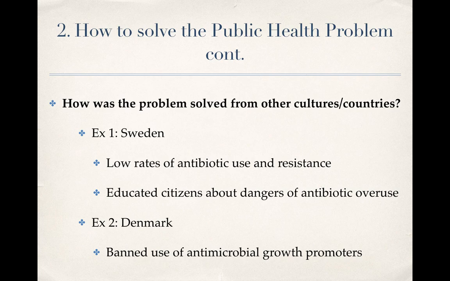How was the problem solved in other countries? The first example is Sweden and how they have low rates of antibiotic resistance. It is mainly due to their low usage of antibiotics as well as educating the citizens about the dangers of overusing it. Another example is Denmark and how they banned the use of antimicrobial growth promoters, which helped decrease the likelihood of antibiotic resistance.